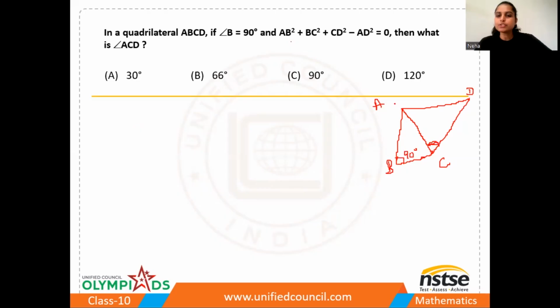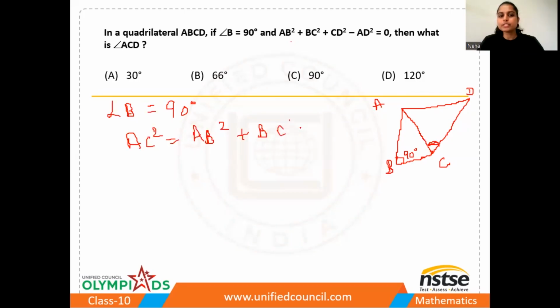So my dear students, here one thing is given that the angle B is equal to 90 degrees, right? If the angle B is equal to 90 degrees, that means here ABC is a right angle triangle where AC is the hypotenuse, right? That means I can say that AC square is equal to AB square plus BC square, right? Perfect. And one statement is also given in the square form here.